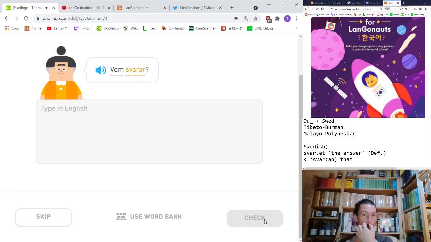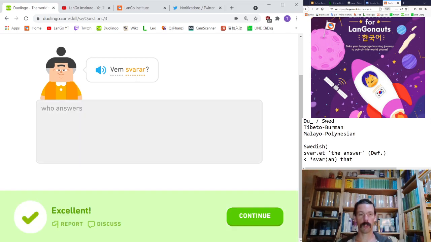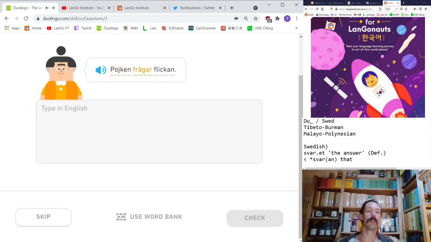Vem svarar? Svara. So this looks like it means whom, but it's generalized in Swedish to all asking about a person who answers. Svarar as a verb. Svara, infinitive. Pojken frågar flickan. Both definite. Pojken, the boy, frågar. Flickan, asks the girl.